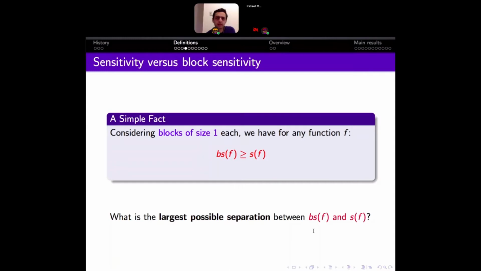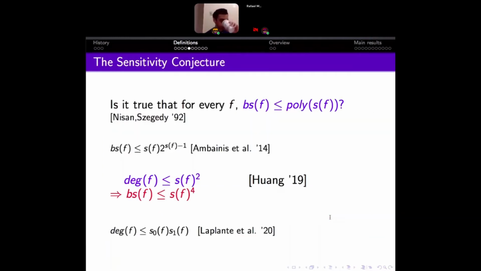So a simple fact is that any single bit can also be thought of as a block of size 1. Because of this, it's clear that the block sensitivity of any function is at least its sensitivity. And then the natural question is, what is the largest possible separation between these two measures? This question was posed as the sensitivity conjecture due to Nisan and Szegedy in '92.